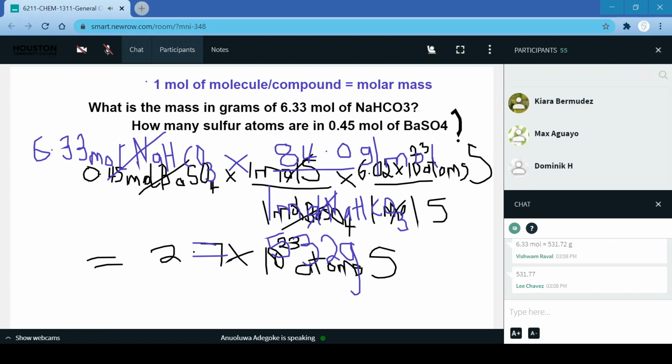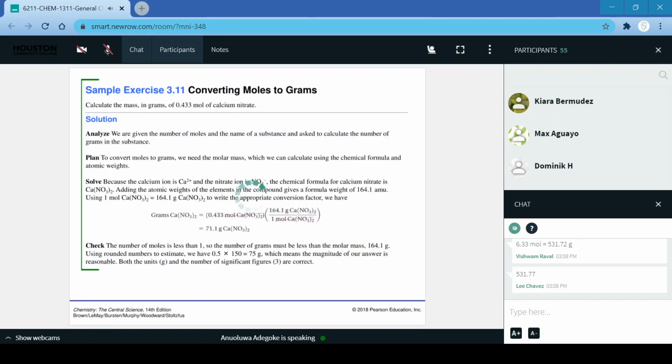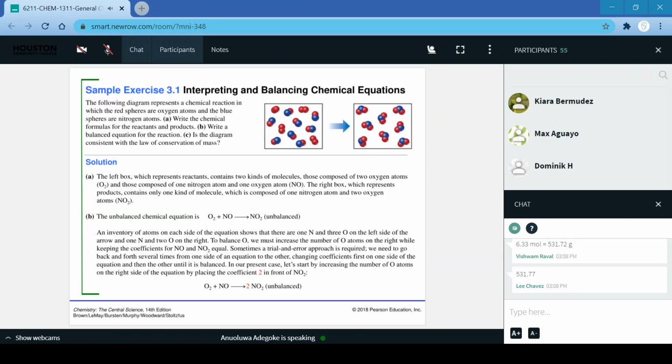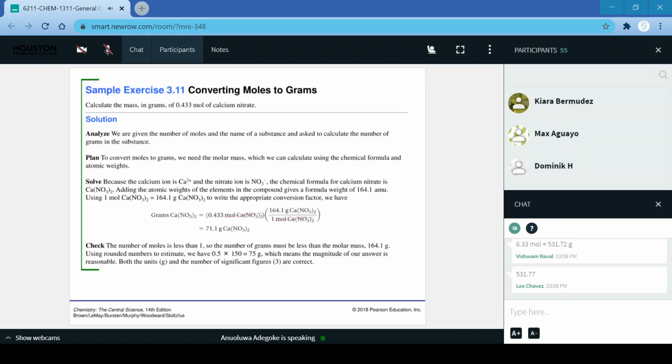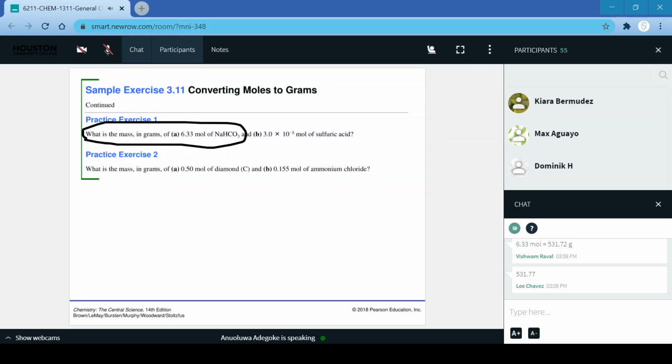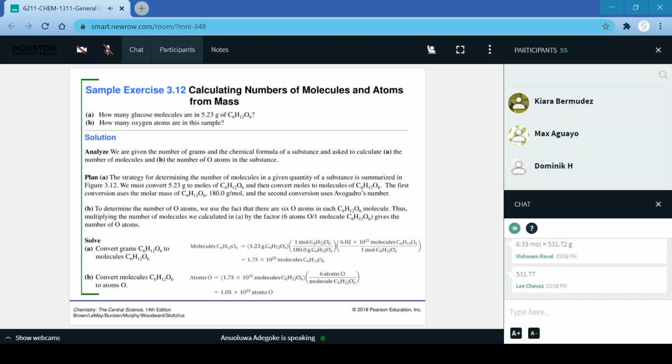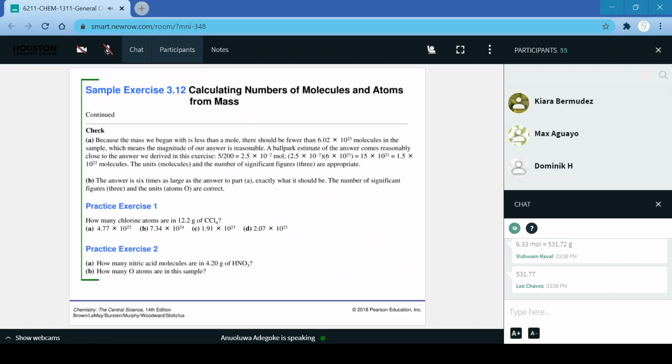The other one I want us to see, I believe that should be the next one, is how to go from grams to atoms, I believe. I think we did this already. Okay, so we're gonna do this practice. 1. How many chlorine atoms are in 12.2 gram of carbon tetrachloride?